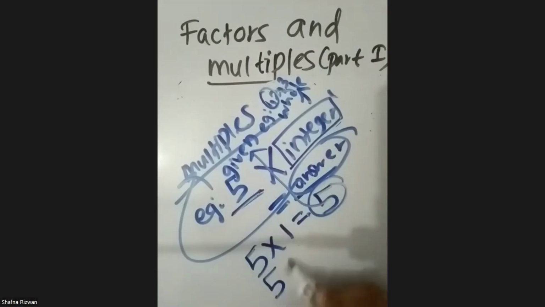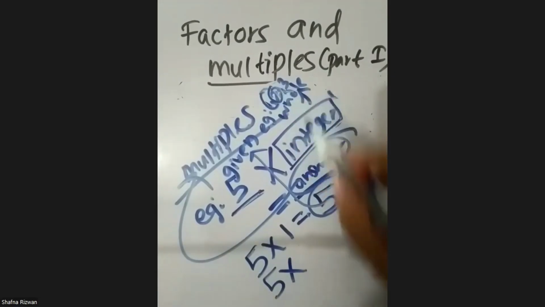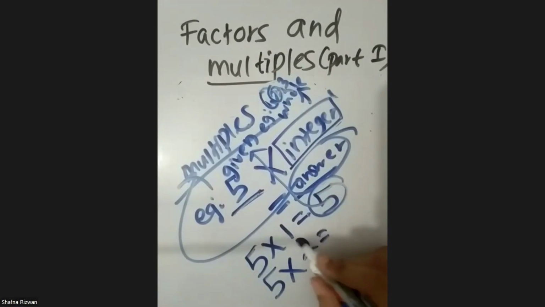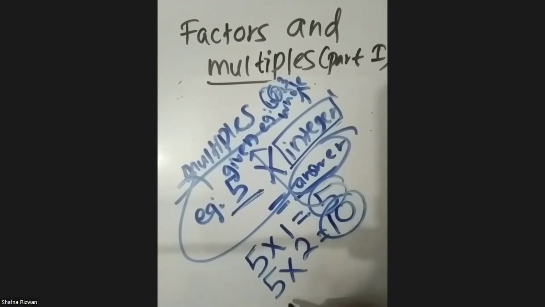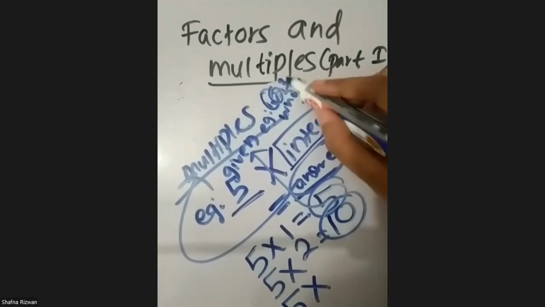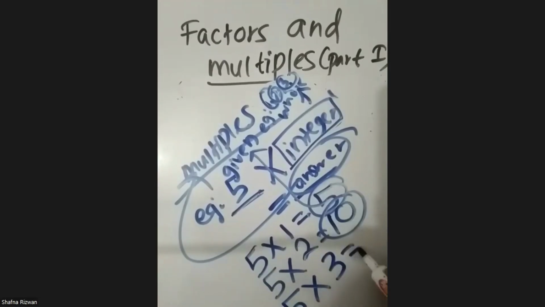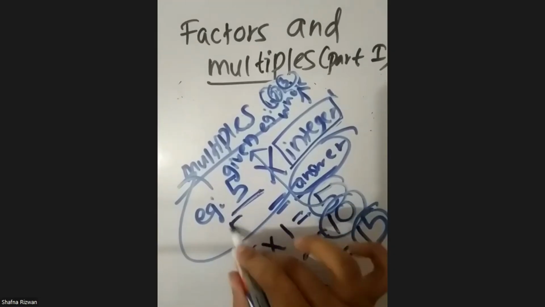Again, the second time, 5 multiplied by your integer. Second one, what do you have? 2. So 5 multiplied by 2 is 10. And the third time, what is your integer? That is 3 here. 5 multiplied by 3 is how much? That is 15. So basically, all the answers that you get here are known as your multiples. For your ease, can I say one thing? You have the multiplication table of 5, no?